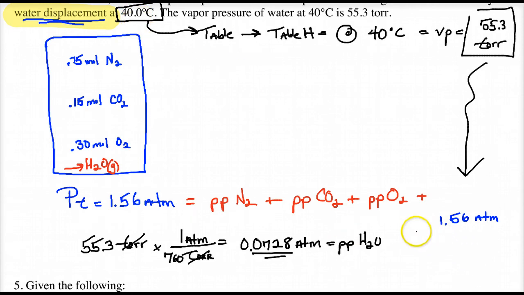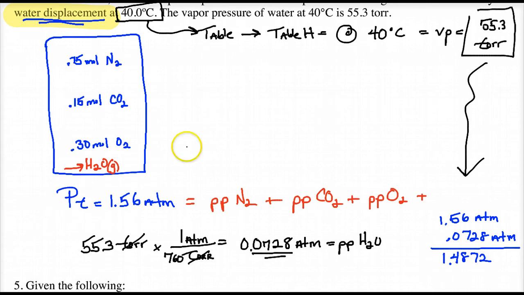So I subtract, now that I'm in the same units, 0.0728 atmospheres. We're going to find our new pressure total without the water. So I'm subtracting out the water pressure. That's what you do in these problems. Minus 0.0728. And I get a new total pressure of 1.4872 atm after I subtract out the water pressure, the partial pressure due to the water vapor.